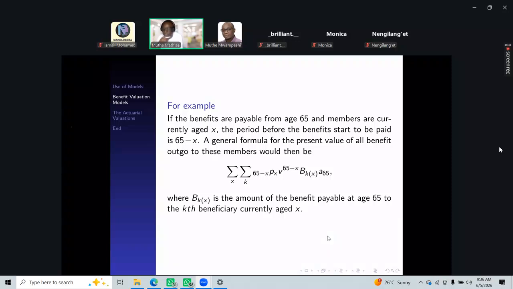It's just straightforward, I hope, because you are multiplying by the survival probability up to the point where the benefit will start to be paid, and then of course you are discounting this, and then this is actually the benefit.